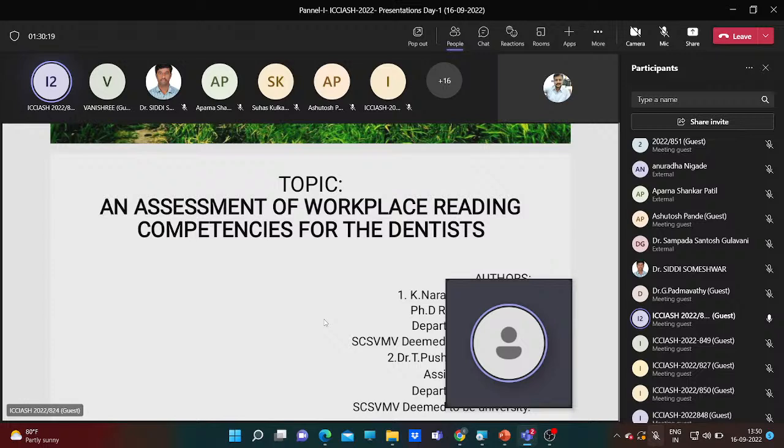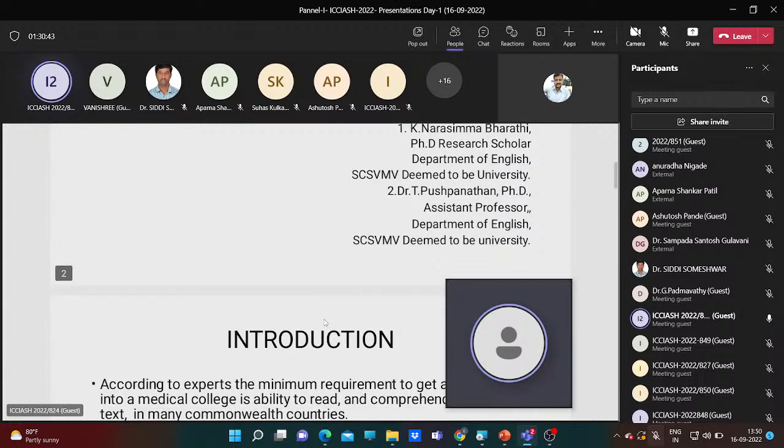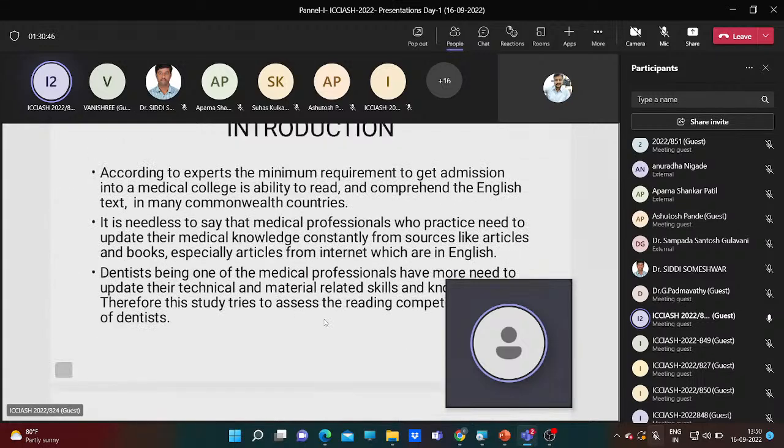So our objective is to assess whether there is a need for reading sub-skills or competencies for practicing dentists, not for the students who are studying, but for those practicing in the workplace, whether the reading sub-skills are needed or not. That is the main objective of this short survey. It is well established that most medical articles are published in English only. So the dentists who are practicing can update their knowledge and skills, and learn about the new materials arriving in the market, through these journal articles.